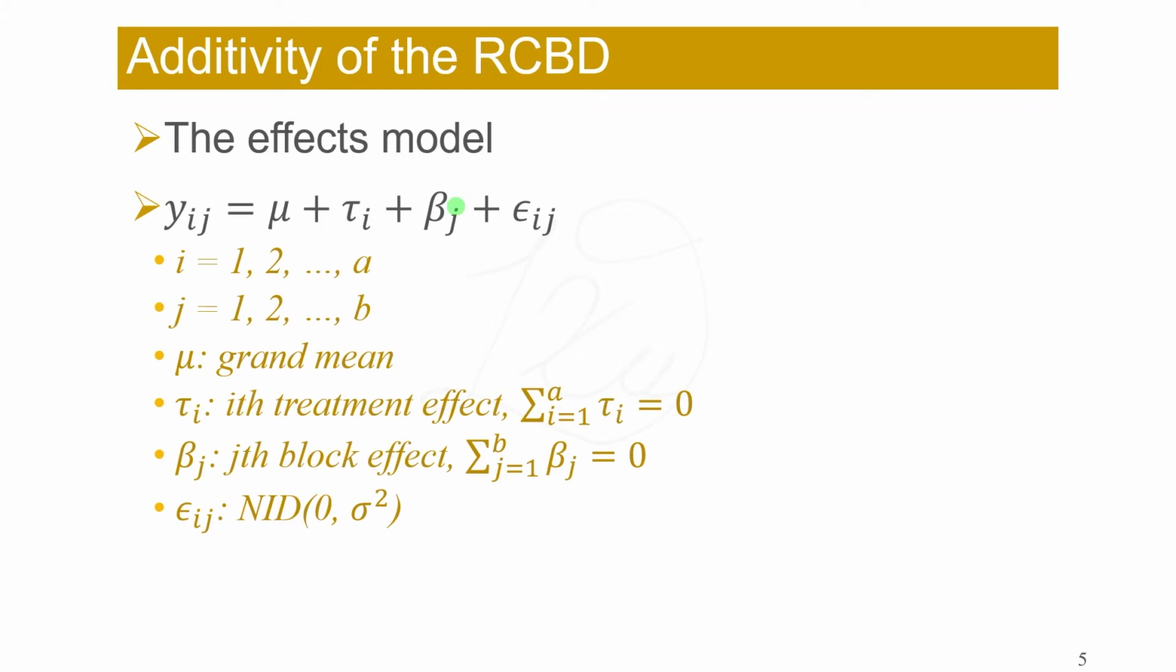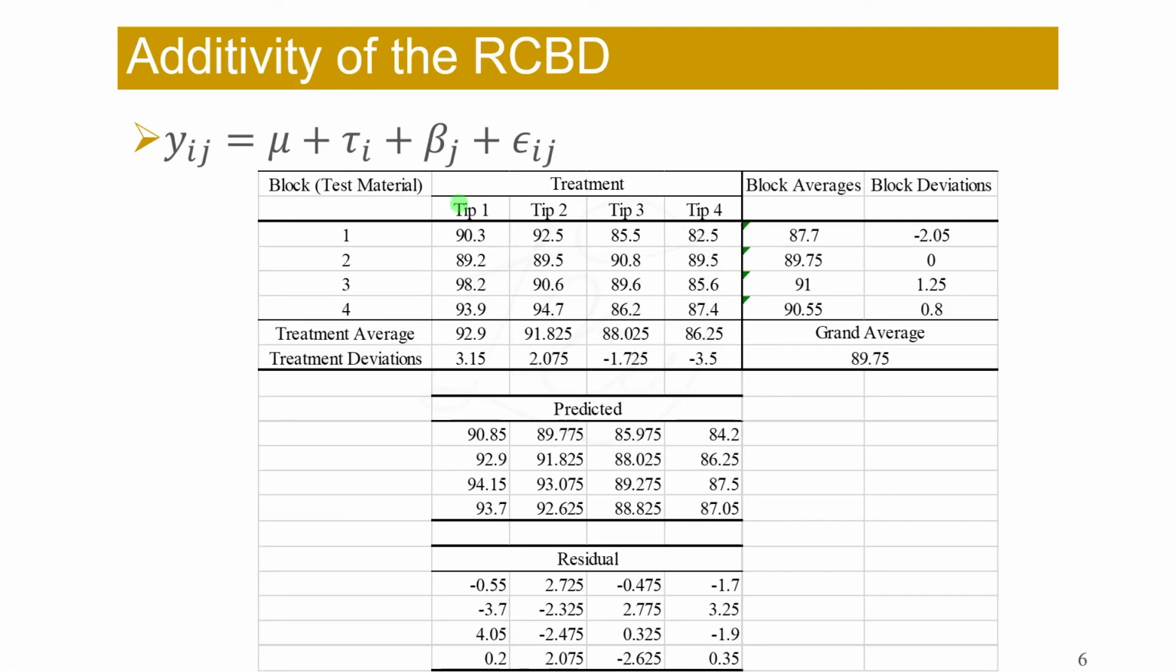What we are saying is that the response Yij can be predicted by using the overall mean plus the impact created by the treatment plus the impact created by the block, and there is a random error, which is the residue. This is the completely additive model with no interaction between the treatment and the block. Let me explain this by using real numbers.